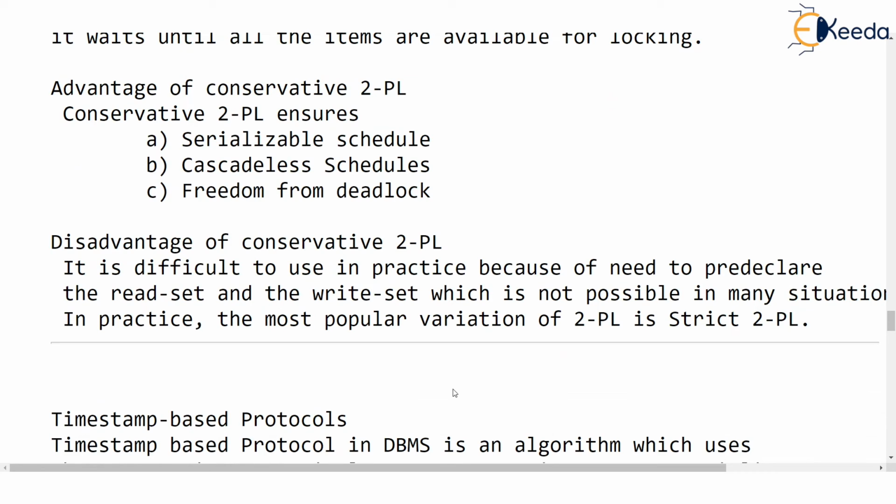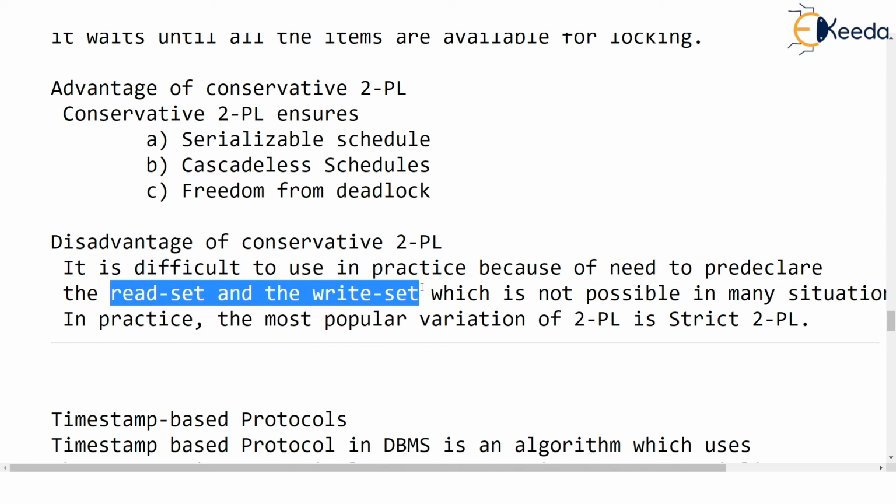The disadvantage is that it's very difficult for a transaction designer to make the read and write set every time. Obviously, you are writing transactions, you want to transfer money from one account to another account, or you want to cancel a railway reservation ticket. As a transaction designer, as a programmer, if you are asked to define the read set and write set every time you write a transaction, it's going to be a very, very big extra work imposed on the programmer. So that's why conservative 2PL is not used in reality.